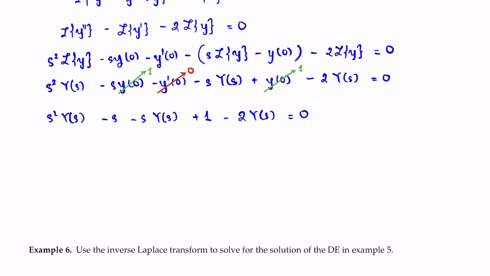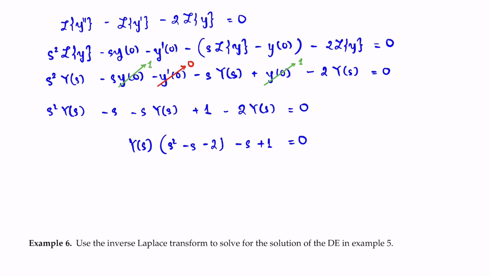Now again, what you're looking for is to solve for capital Y of s. So you take capital Y of s as a common factor. You're left with s squared minus s minus 2, then minus s plus 1 equal to 0. Then you move these two terms, negative s plus 1, to the right-hand side, and here you get capital Y of s times s squared minus s minus 2 equal to s minus 1.